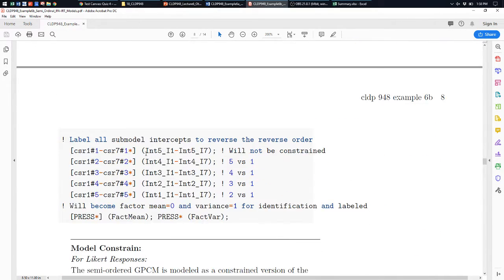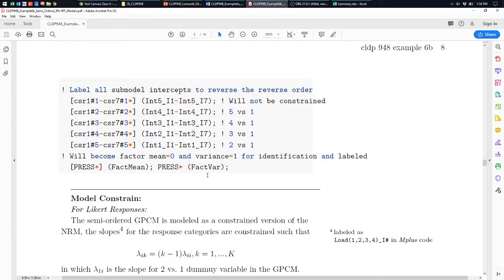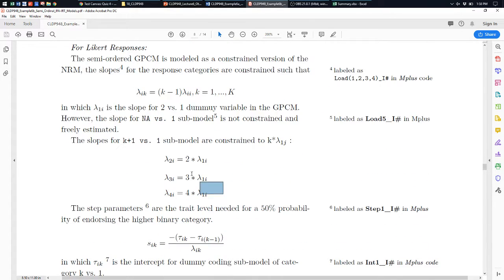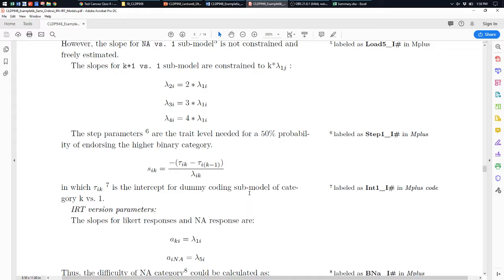And we also reverse label the intercept, so that intercept 5 is the intercept for the NA category versus the first category. So here's the constraint for the slope. And for the NA category versus the first category submodel, the intercept and the slope are freely estimated. So there is no constraint for that submodel, because the NA category is not constrained to the order of the Likert scale.